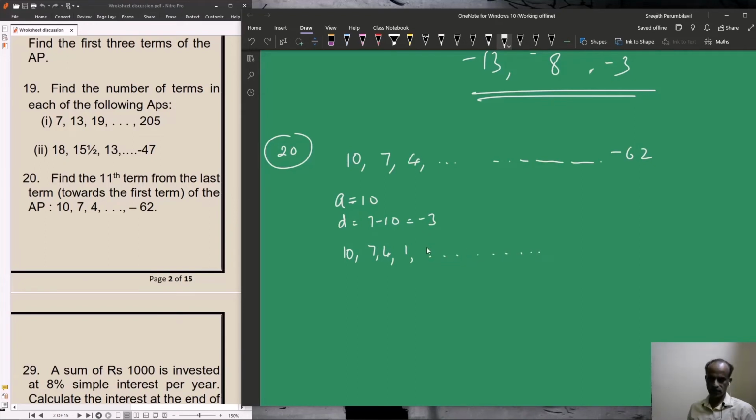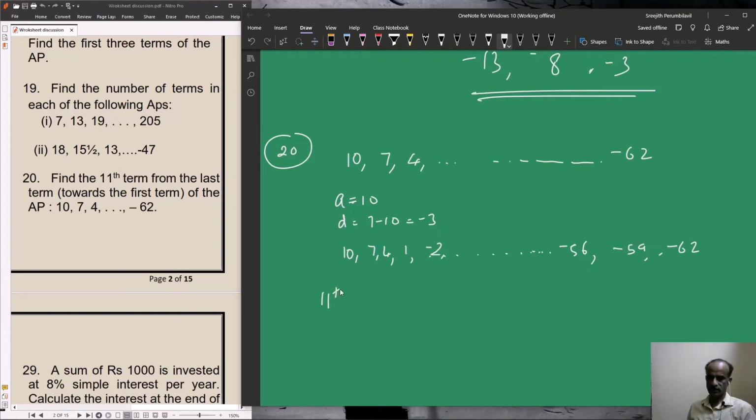It goes on, the next term will be minus 2, and so on, up to minus 62. The term before that was minus 59. The term before that is minus 56, isn't it? Then the common difference D will be minus 3.